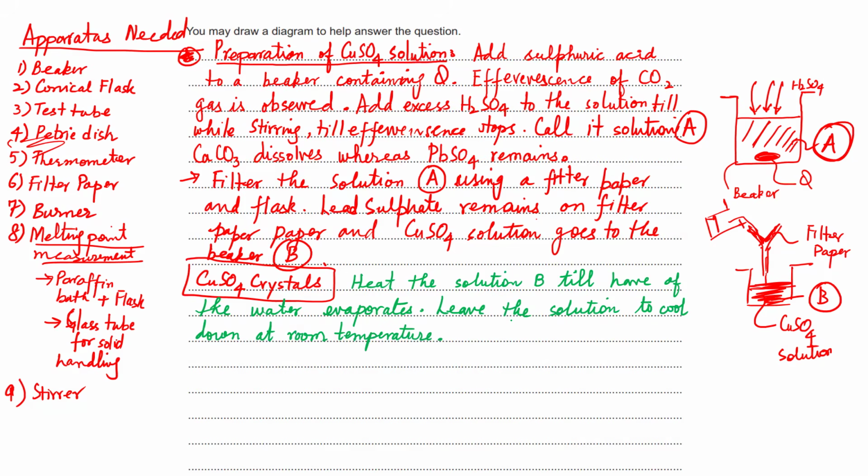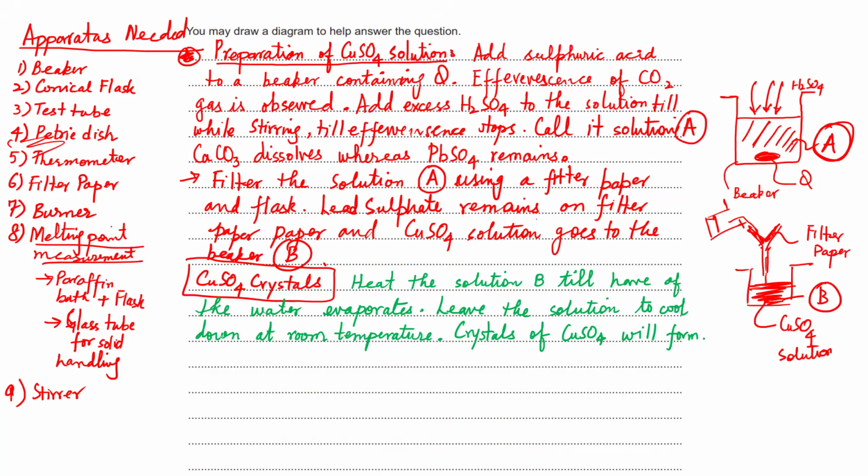Okay. You will get crystals of copper sulfate will form. Okay. You just allow it to cool at room temperature. You'll get really good crystals. So if you do rapid cooling, there will be crystals, but they are not as big. If you want, allow it to cool at room temperature, and then you'll get good big crystals of copper sulfate.